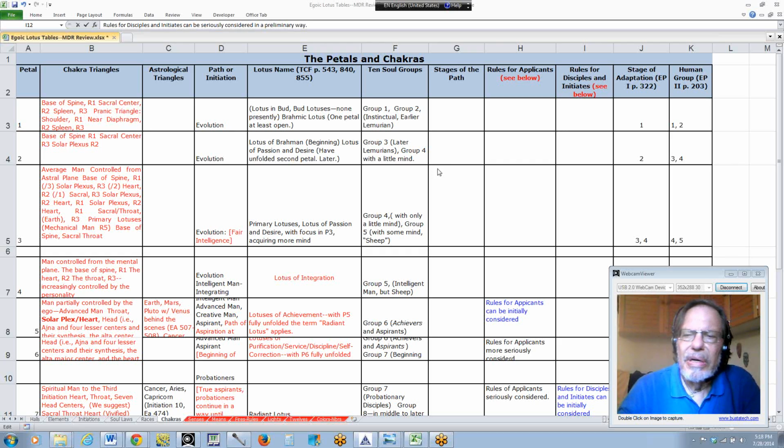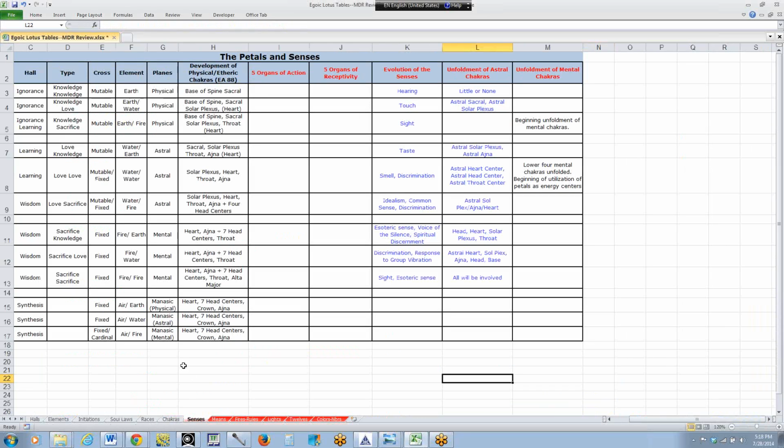Okay, well, enough said. I think you understand what I'm driving at here. So we've done 1, 2, 3, 4, 5, 6. The petals and the senses, as I say, there's some repetition in all of these, and when I detect repetition, I'm obviously not going to spend as long with it all.